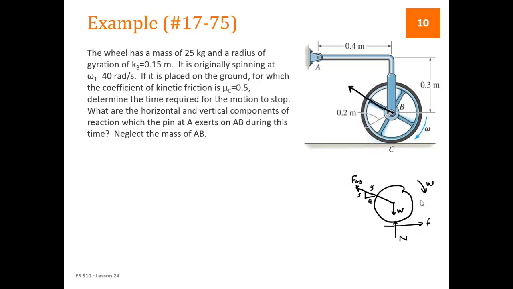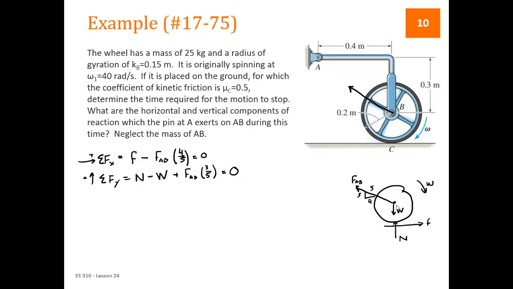So we have our free body diagram drawn. This point in the middle is our center of mass, and so we can look at the equations of motion for this situation. The sum of the forces in the x direction: we've got the friction force minus FAB times 4/5, which is the x part of that force, is equal to 0. And then in the y direction, where up is defined as positive, we have the normal force acting up minus the weight acting down plus FAB times 3/5, which is the y part of FAB. That is also equal to 0, because this point is not only the center of mass, it's also at the stationary point.